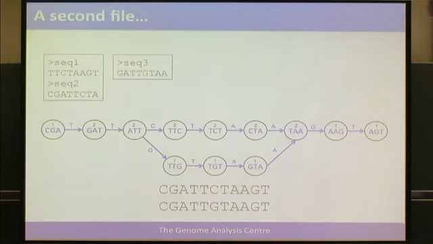And so we end up with a graph that can represent two sequences, really, depending on what you do at this point here. So you can go along this top path and you can output this sequence, or you could go along this bottom path and you could output this sequence. And it's these bifurcations in the graph that are the big problem for assembly.